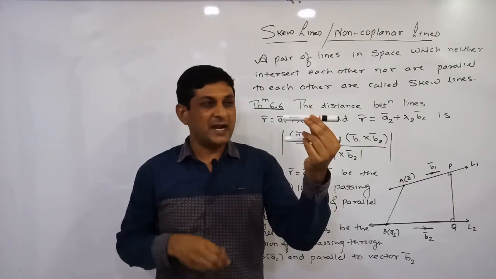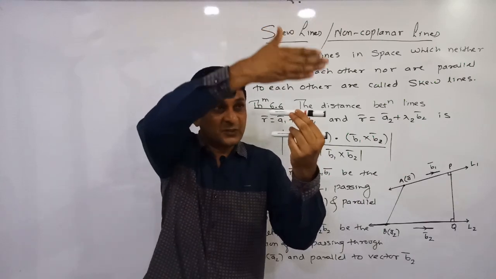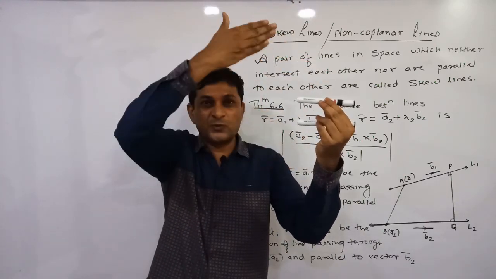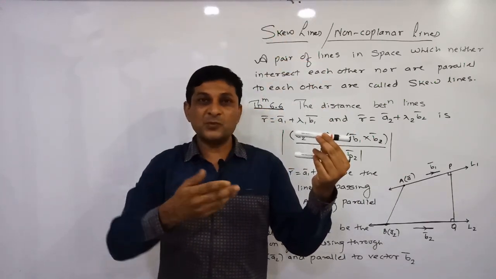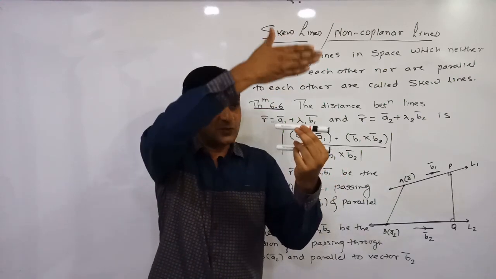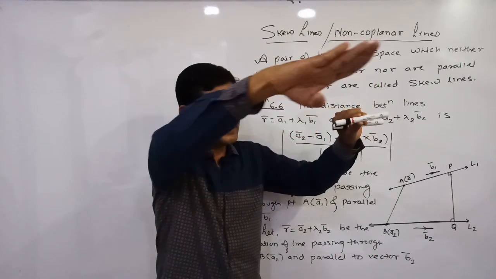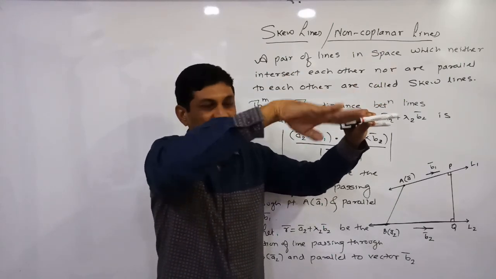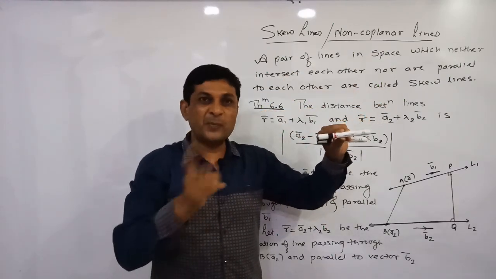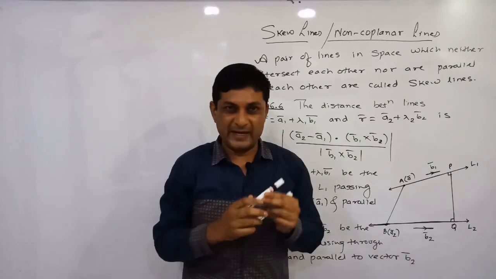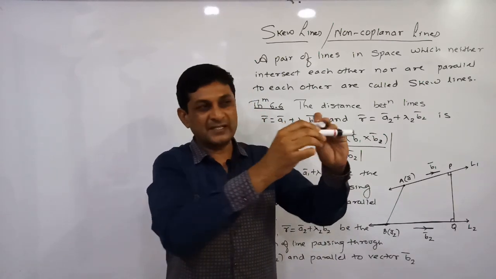And if two lines are parallel, then there exists one plane which passes through these two parallel lines. Plane means a flat surface. So there exists one plane which passes through two parallel lines. If these parallel lines are in this form, there exists one plane which passes through these two parallel lines. Means two parallel lines are always coplanar.